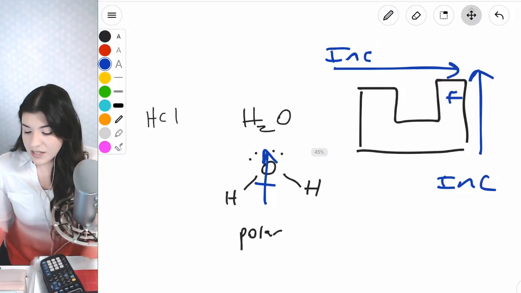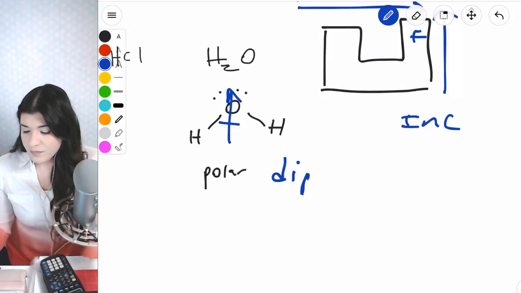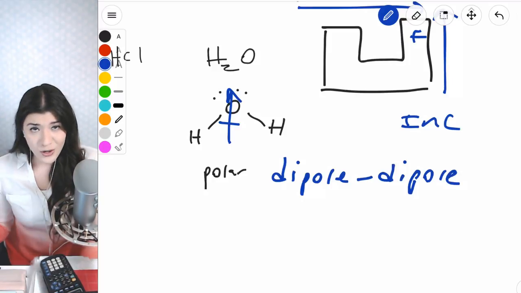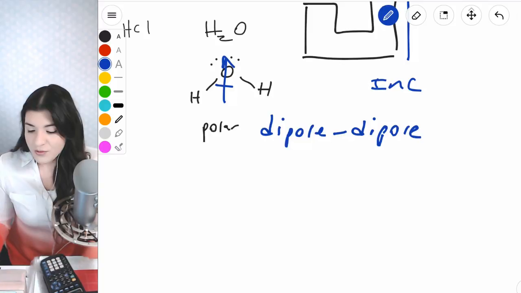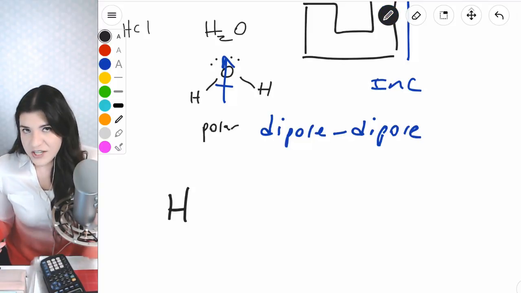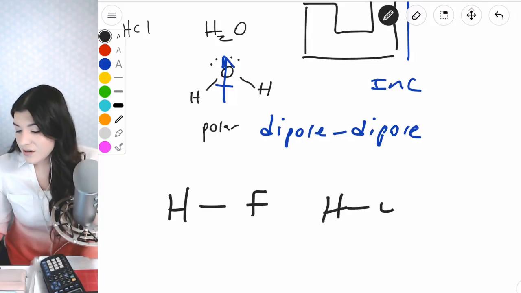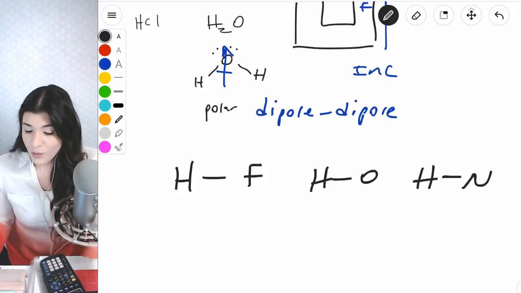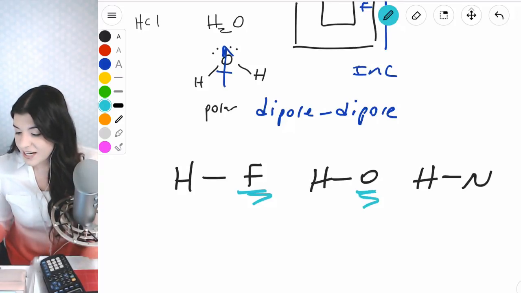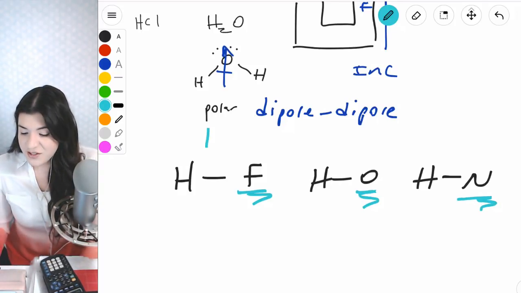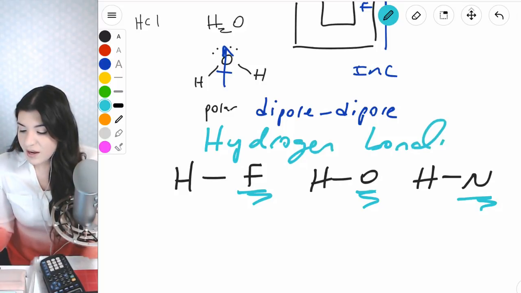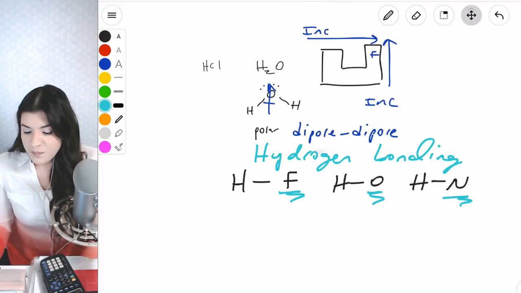Now, this would have been dipole-dipole, okay? But this would have also been hydrogen bonding. The reason for this is whenever hydrogen is directly bonded to fluorine, oxygen, or nitrogen, and only those cases, then it's hydrogen bonding. All right, so that is the main thing to focus on with that.